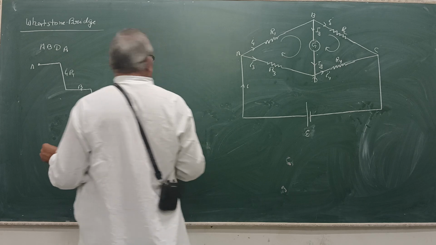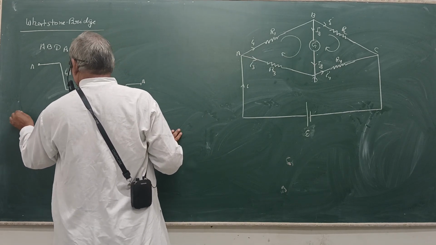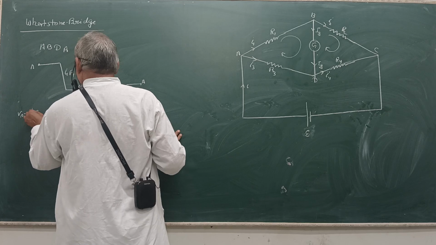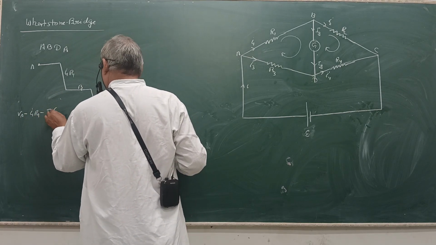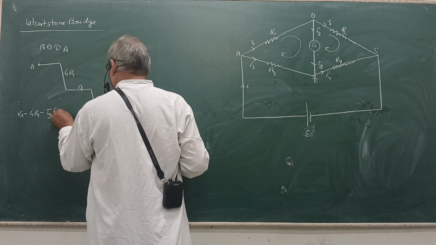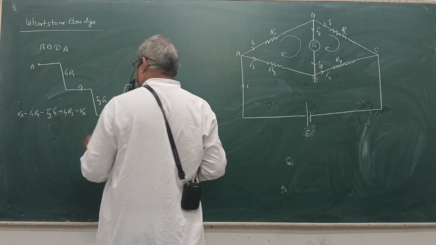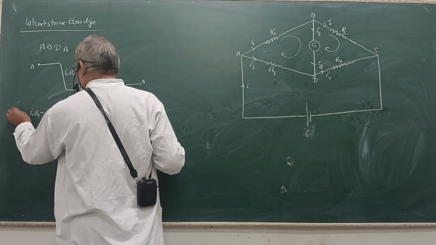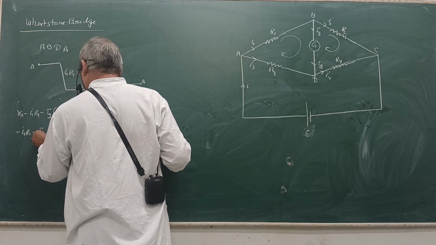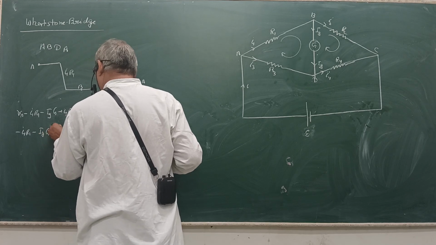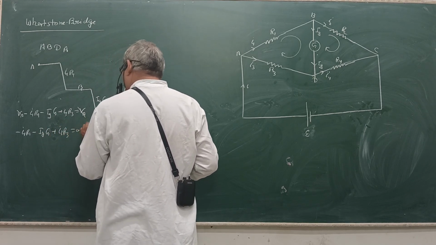We can write the loop of the flow of the current as VA minus I1 R1 minus IG into G plus I3 R3 is equal to VA. VA eliminates, so minus I1 R1 minus IG into G plus I3 into R3 is equal to 0. This is the first equation.